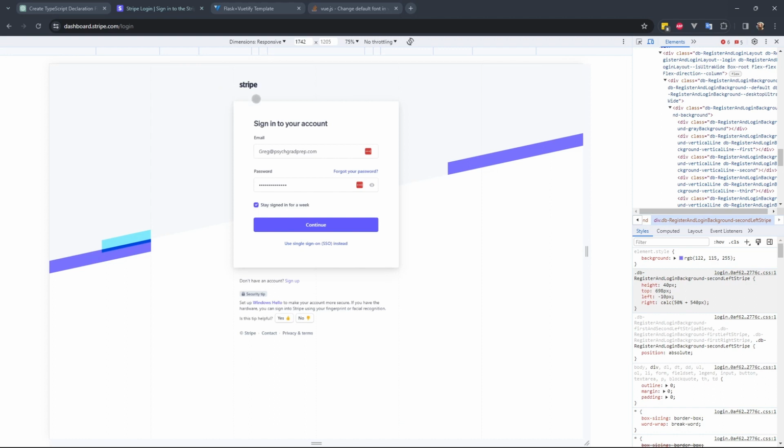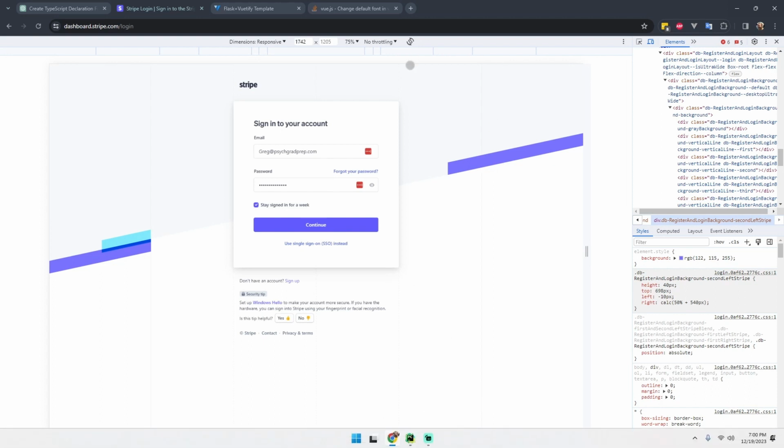So it's one, two, three, four equally spaced vertical lines, and they're very faint. They're so faint that I didn't even notice that they were there until I started looking at this page very carefully.